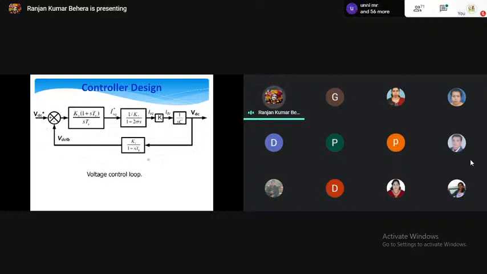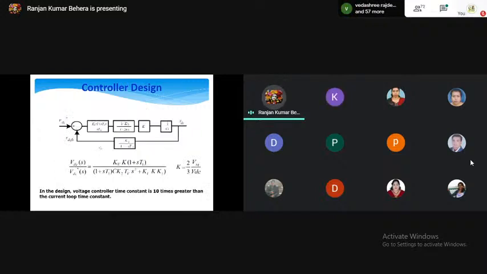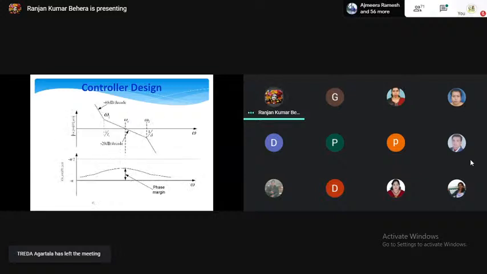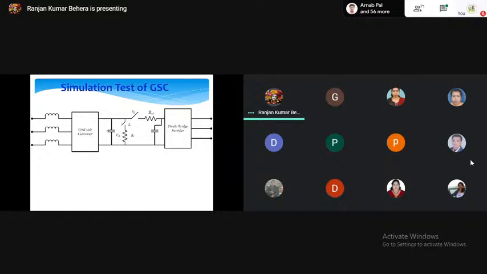Similarly, the transfer function of this complete unit is found out. And you can see here, this is the transfer function. And in design, the voltage controller time constant is 10 times greater than the current loop time constant. And this is our controller design. You can see there is a gain margin and phase margin. You can find out. Then we did the simulation and simulation study.